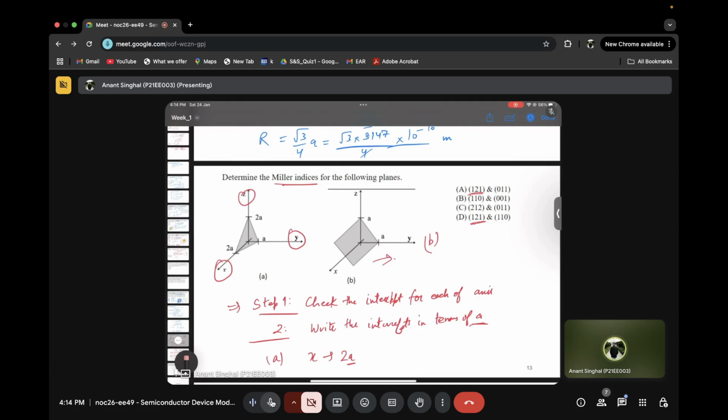One thing is, if there is no intercept on any of the axes, you need to take it as infinity, because it is not intercepting, so it should go towards infinity. Quickly write the answer in the chat box now. Which option is correct? It should be either A or D.